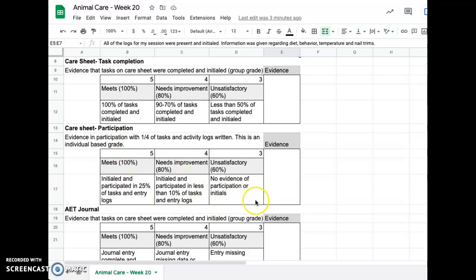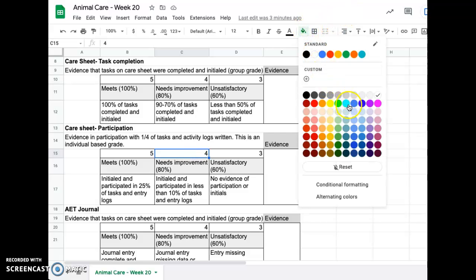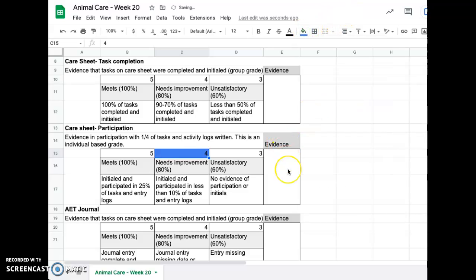Now this is going to vary based on how many people are in your pod. If you have 2 people in your pod, it should be an even 50-50 split. If you have 3 people in your pod, it should be a 33-33-33 split. So for here, I'm going to give myself a 4 because I was absent one day, so I wasn't able to participate because I didn't feel like coming to school that day.